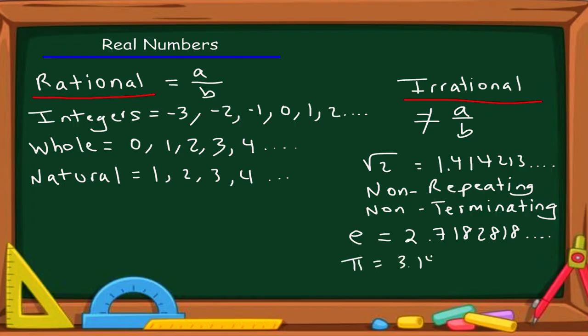Next, we have the number pi. Pi is 3.1415926, and this goes on. That's non-repeating and non-terminated. So that's going to be an irrational number. You can't write it as a fraction of two integers. So pi and the square root of 2, those are irrational numbers. But they're still real numbers though. You could plot it on a number line.